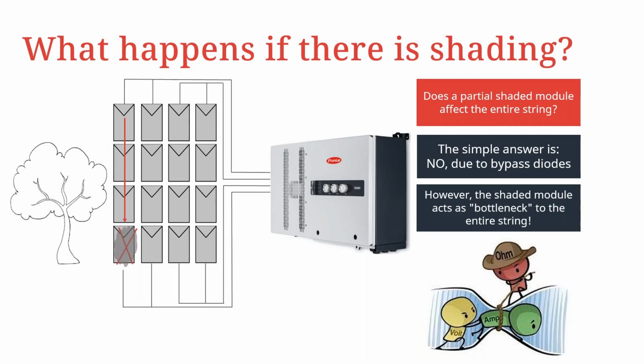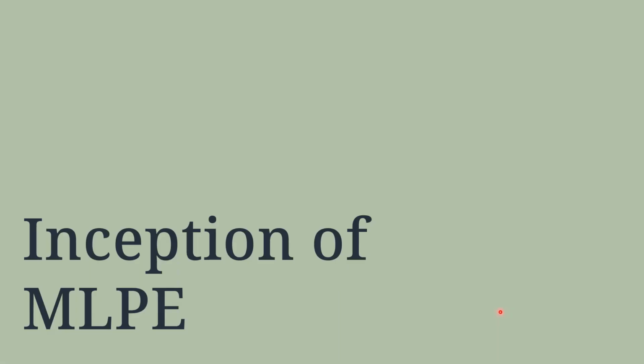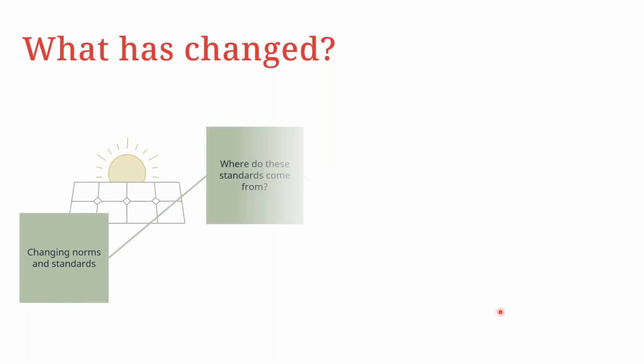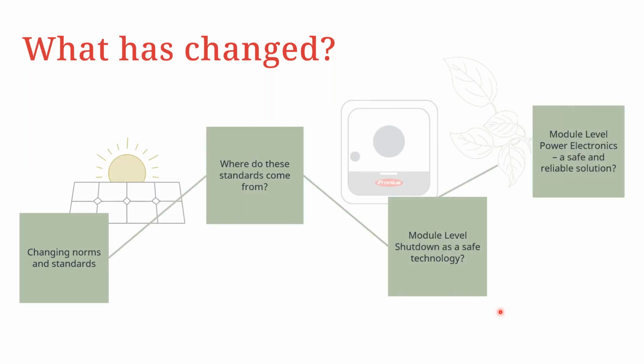So let's have a look at the inception of MLPEs. MLPEs basically stand for module level power electronics. So for module level power electronics, what has really changed that has brought us to this stage of the inception of module level power electronics? Well, these are actually emanating from the changing norms and standards from different countries or regions. And where are these standards coming from?